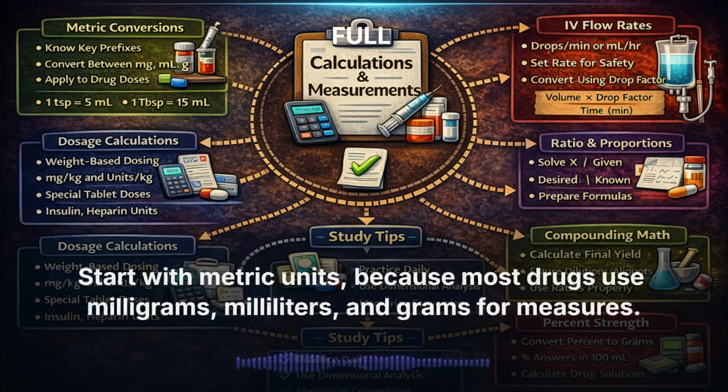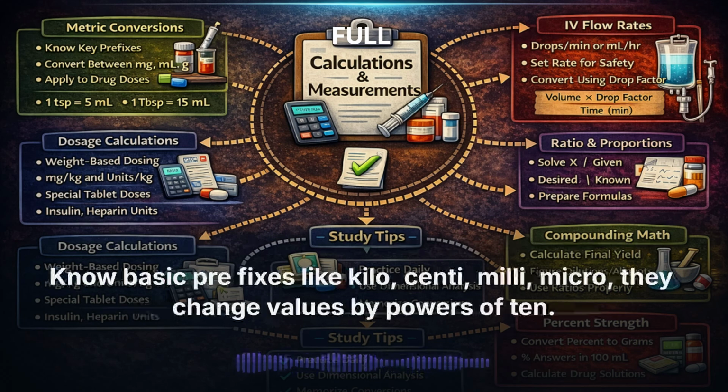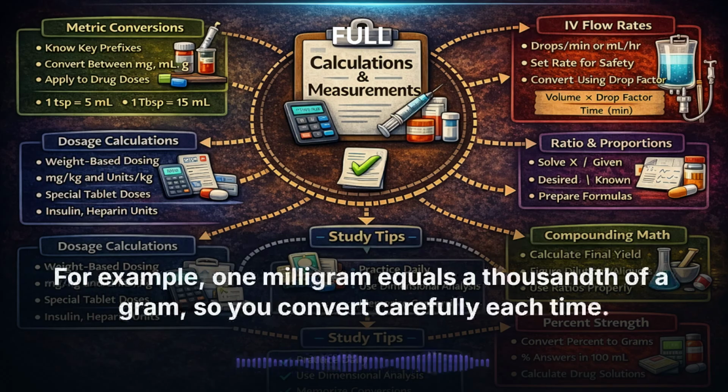Start with metric units, because most drugs use milligrams, milliliters, and grams for measures. Know basic prefixes like kilo, centi, milli, micro. They change values by powers of 10. For example, 1 milligram equals 1,000th of a gram, so you convert carefully each time.